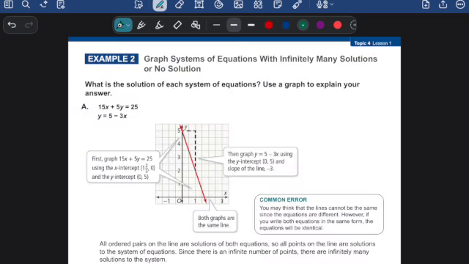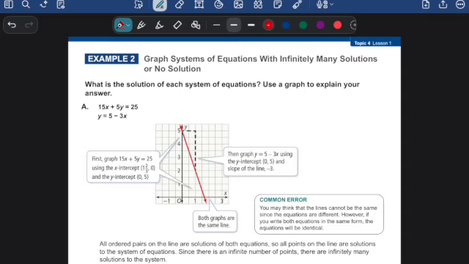Example 2. What is the solution of each system of equations? And we're going to look through, remember, linear equations can have no solution, or they can have one solution, or they can have infinite solutions. So we're going to look through those different examples. Here are our two equations in our system. Okay, and the first one is in standard form.